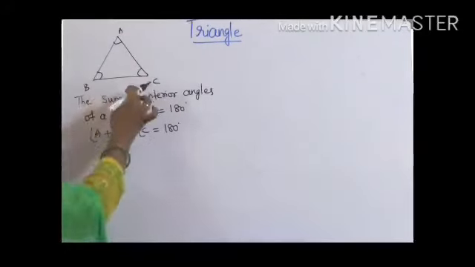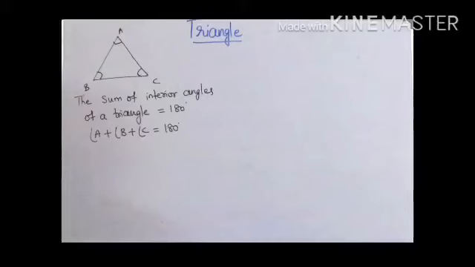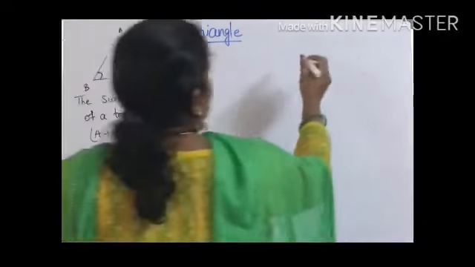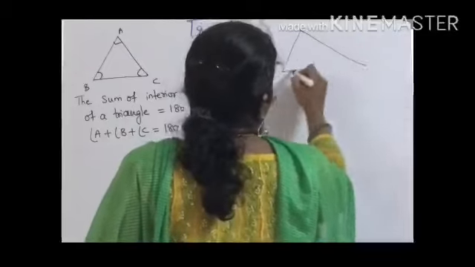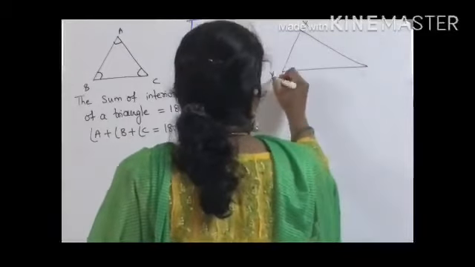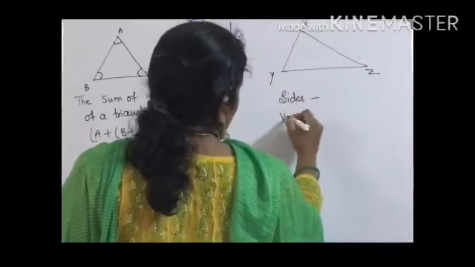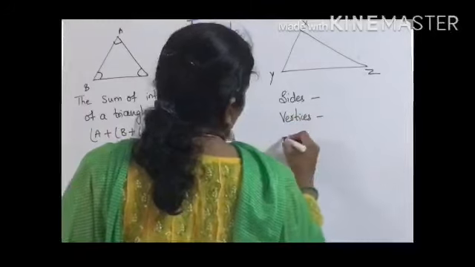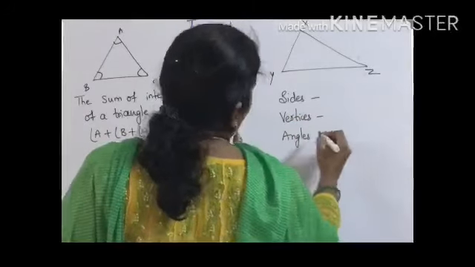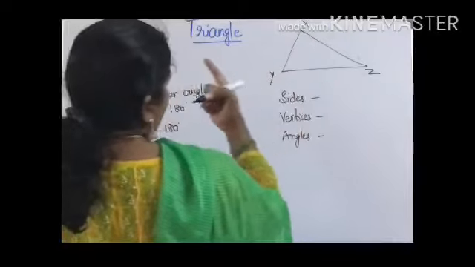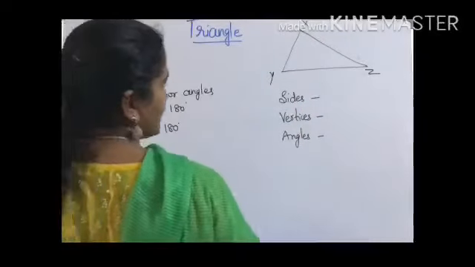Based on these angles, it is divided into different types of triangles that I will explain in another video. So I am talking about only triangles. The sum of the interior angles of a triangle is 180 degrees. Now if I take one example, children, suppose I take a triangle XYZ. Can you say what are the sides here, what are the vertices and what are the angles? Every triangle is having 3 sides, 3 vertices and 3 angles.